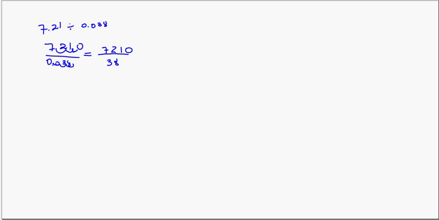So how do we deal with that now? The number on top goes inside of the bracket, so this becomes 7210, and we have to divide that by 38. Okay, so how do we divide 7210 by 38? Say 38 into 7 cannot, 38 into 72.